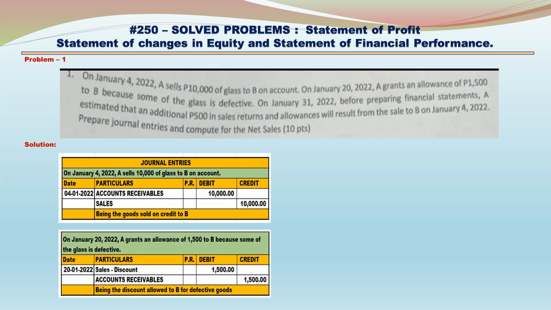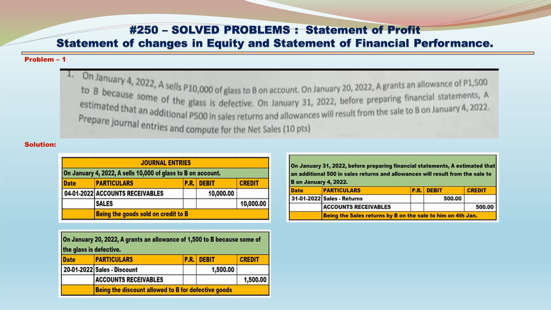Journal entry 2. On January 20, 2022, A grants an allowance of 1,500 to B because some of the glass is defective. Date: 20 January 2022. Sales discount debit 1,500 to accounts receivable 1,500 credit, being the discount allowed to B for defective goods.